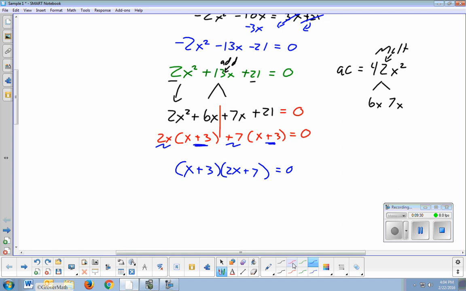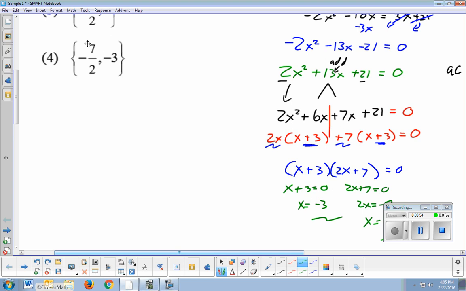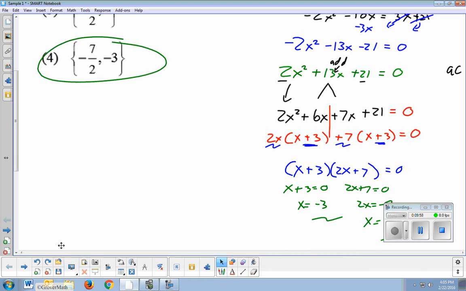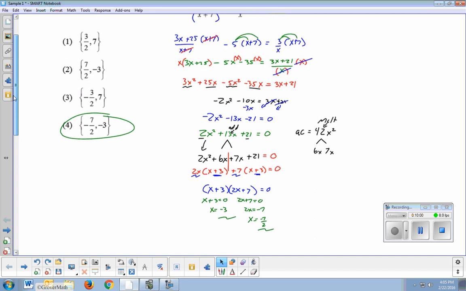And now we just solve this, and you set each of them equal to that 0. So x plus 3 equals 0. Solve for x, x equals negative 3. And 2x plus 7 equals 0. I've got to first subtract 7 to get negative 7, and then I can divide by 2. So x equals negative 7 over 2. So I see a negative 3 and a negative 7 over 2, which is choice 4. So this is number 1, state sample questions for Algebra 2 trig.